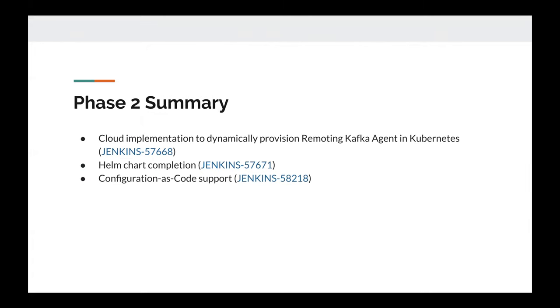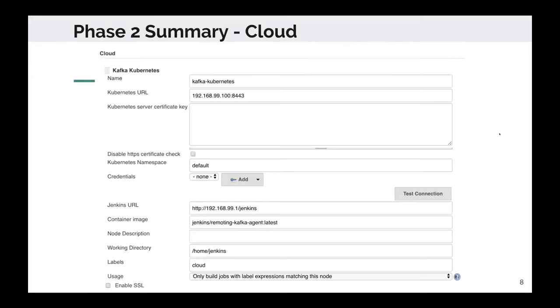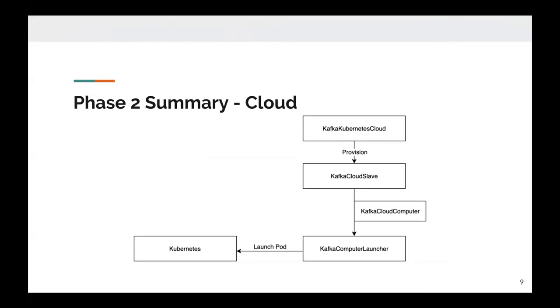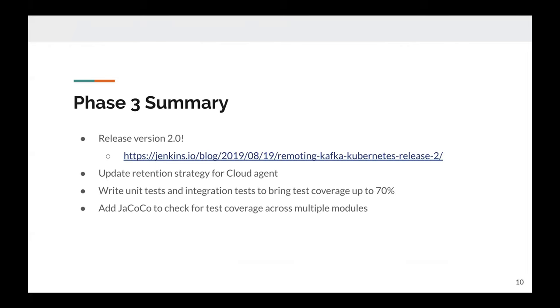In phase two, I implemented the second objective, which is the Cloud API. After phase two, we can dynamically provision remoting Kafka agents in Kubernetes, and there is also a completion of the Helm chart and support for configuration as code. This is the web UI of the cloud, where the user can type in the connection information to a Kubernetes cluster and also the information about the remoting Kafka agent. And this is the class diagram.